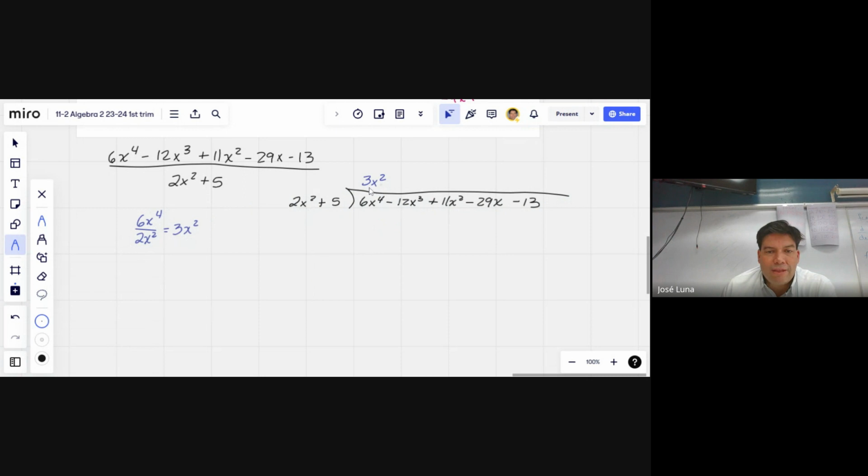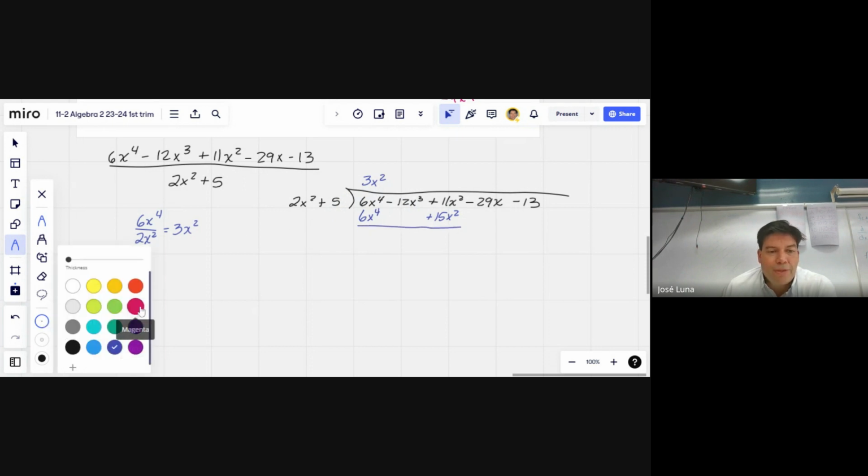And we multiply 3x squared times 2x squared. That's 6x to the fourth power. I make sure to put it under the like term. And then 3x squared times 5 is 15x squared. So I'm not going to put it under the x cubed. I'm going to put it under the x squared. So that would be plus 15x squared. Okay, and then I need to subtract.